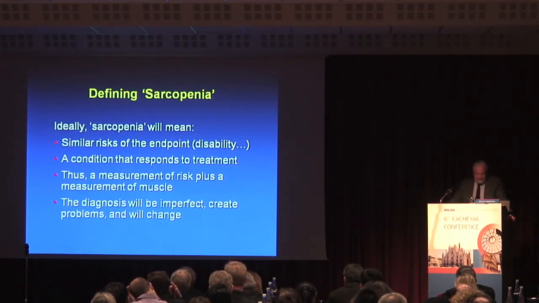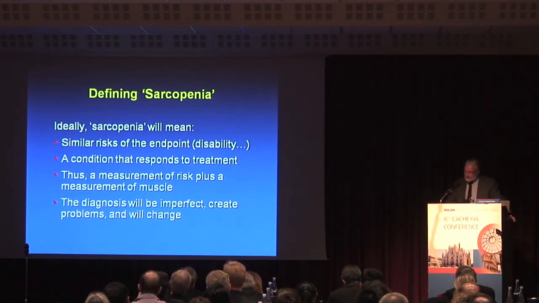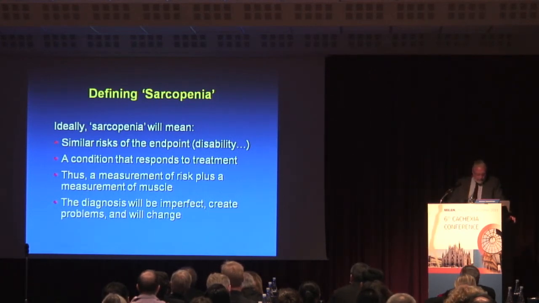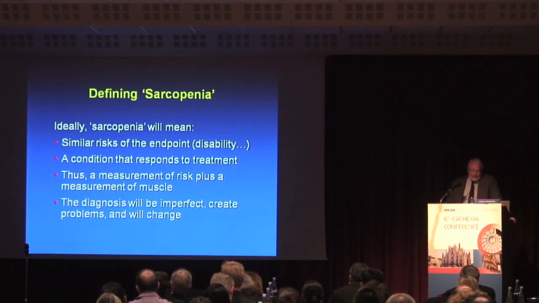Okay, so defining sarcopenia, I hope will eventually mean that if you've got that diagnosis, you've got similar risk of the endpoint. Everybody who's got it has similar risk. And it identifies people who respond to treatment. That means there'll be a measure of risk plus some measurement about muscle that indicates its responsiveness. But any definition that comes about in the next decade about sarcopenia will be imperfect, it will create problems, and it will have to change.